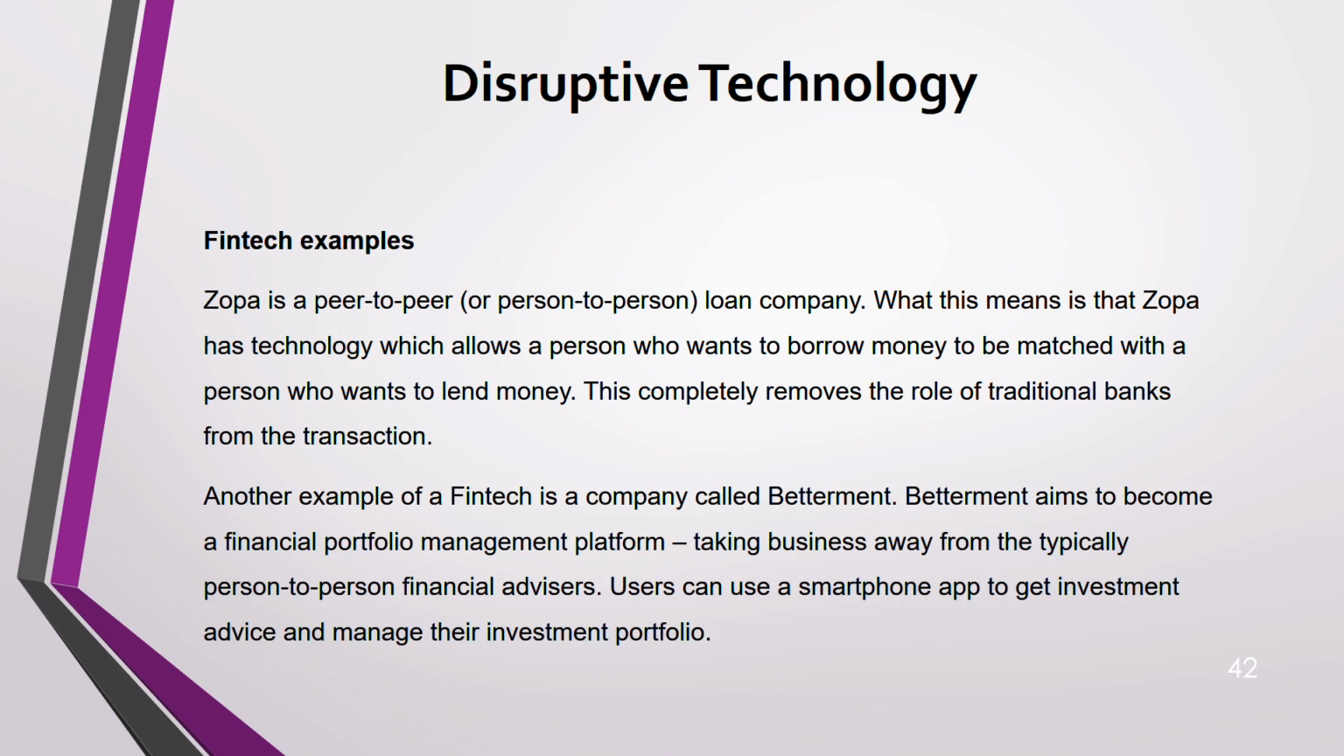Another example of fintech is a company called Betterment. They become a financial portfolio management platform. So you no longer need a typical financial advisor, where a financial advisor will advise you how you need to manage your funds. No. You just need a smartphone app to get your investment advice and manage your investment portfolio.